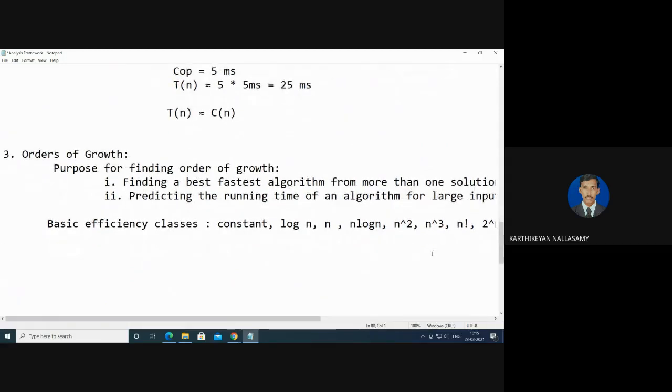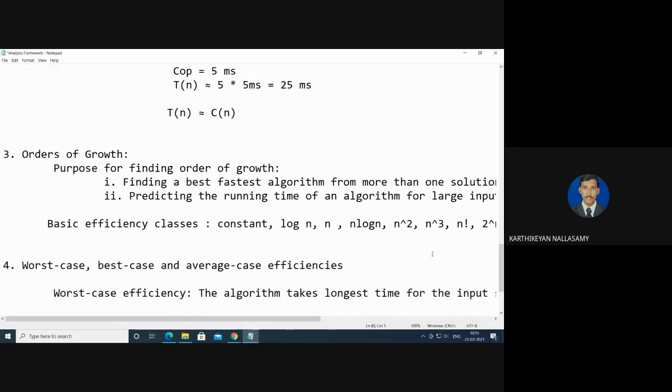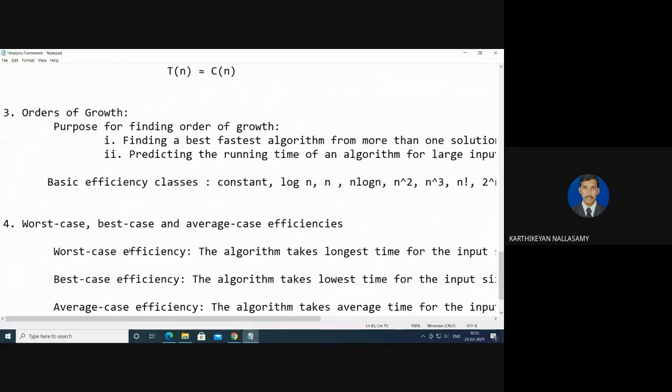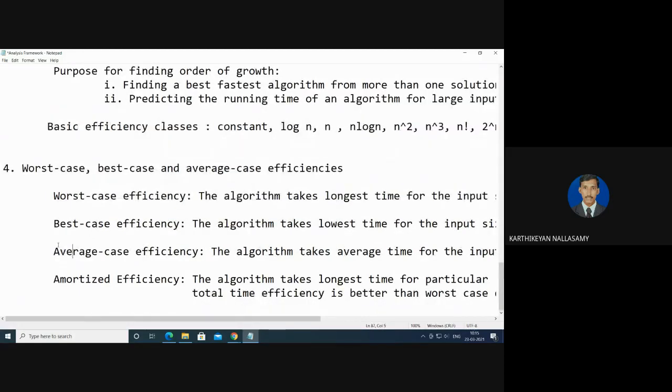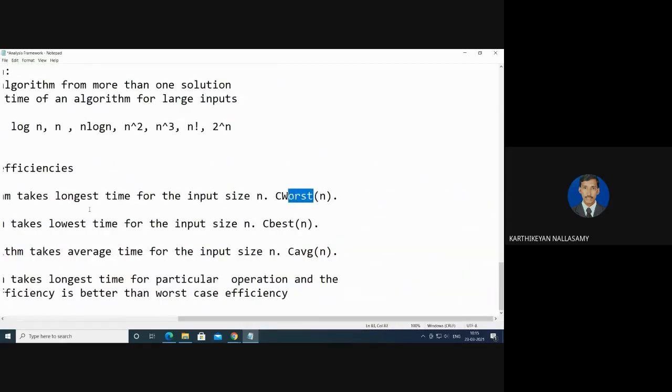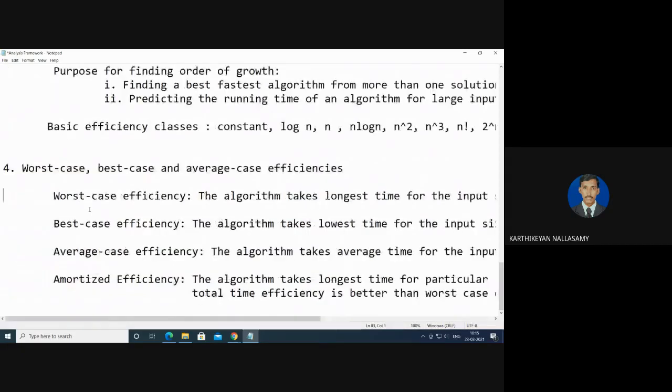The next term is the efficiency of an algorithm. There are different factors we consider for defining algorithm efficiency: worst case efficiency, best case, and average case. Worst case efficiency means the algorithm takes the longest time for solving the given input size. It is represented as C worst of n, with worst written as a subscript, that is the complexity for solving input size n. Best case means the algorithm takes the lowest amount of time for solving input size n. Average case means the algorithm takes the average time for solving your input.